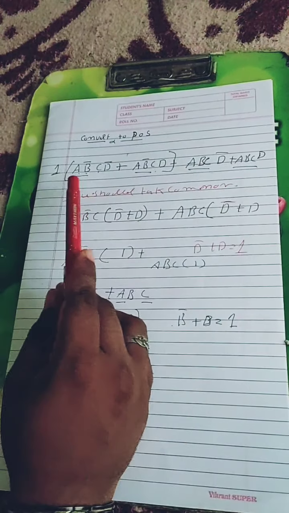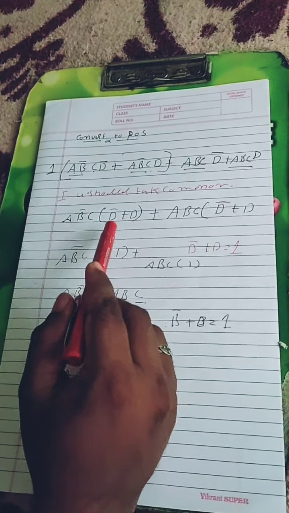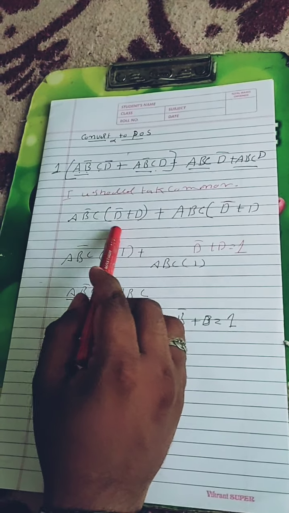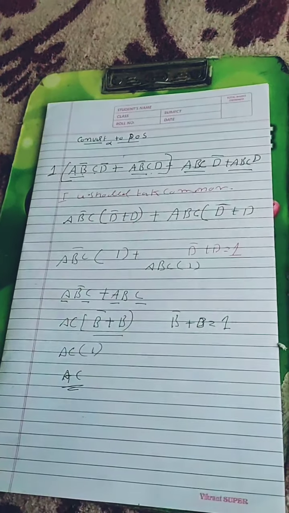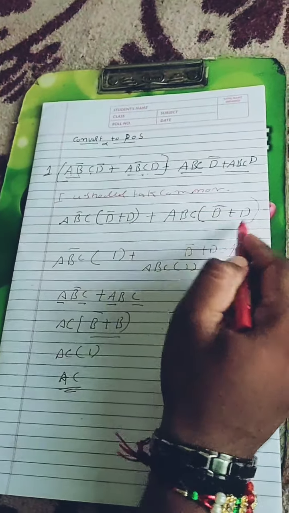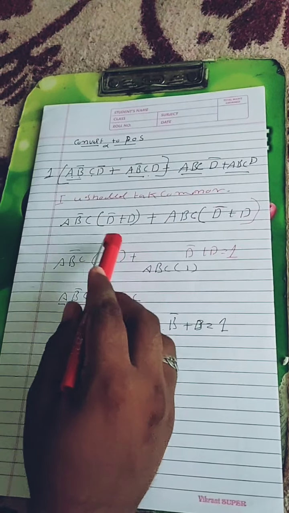So first step, what should you do? First you should take common out. After taking the common out, you will remain with D bar plus D. Again here ABC is common out and D bar plus D is the common factor. So A B bar C into D bar plus D.